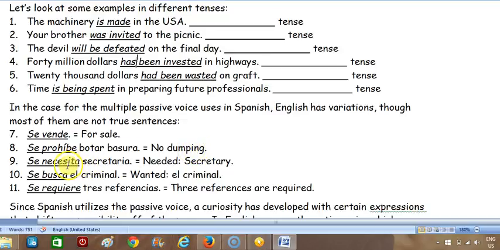All right, and then again, this is another sign. It would be posted, or an ad in a newspaper. So we would do it this way: "needed" followed by a colon. This is called a colon, the 2 dots, right? "Needed: secretary." Okay, and then with this one, "wanted", colon, the criminal. I don't know why it says "el criminal". So, all right, the criminal.